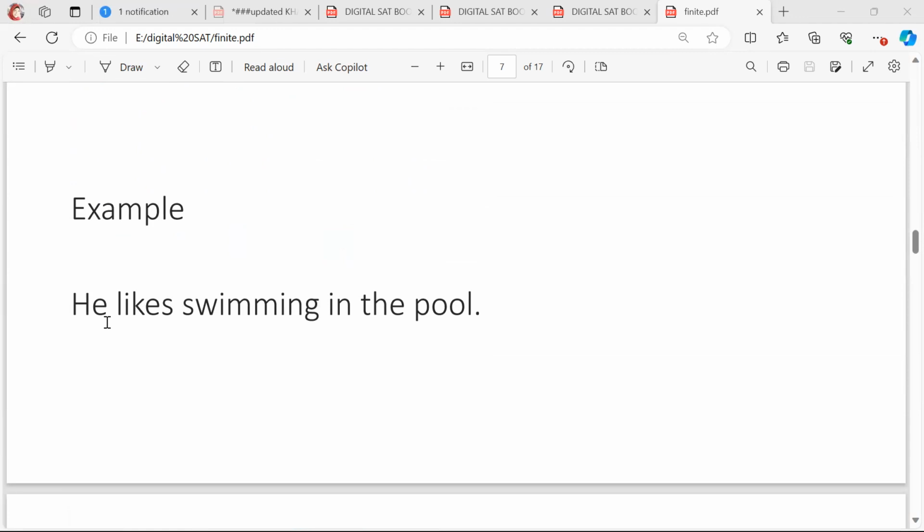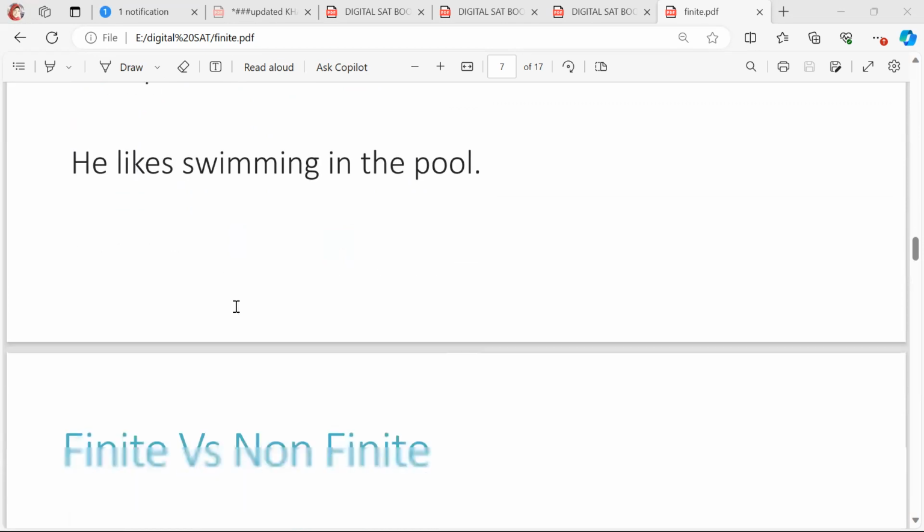Back to our original example, he likes swimming in the pool. Likes is a finite verb, which acts as the main one. Swimming is a gerund and is a non-finite verb.